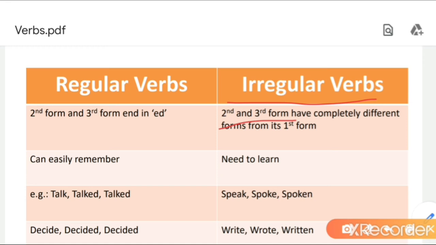Let's see the examples, that is talk, talked, talked, and here speak, spoke, spoken. The second and third verb forms are totally different from the first, speak, but here we have applied ed.